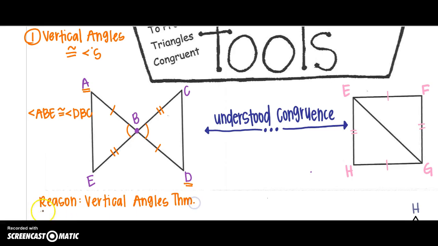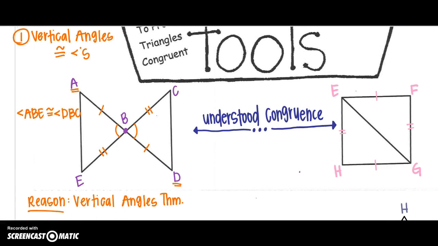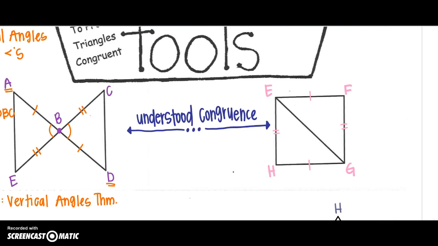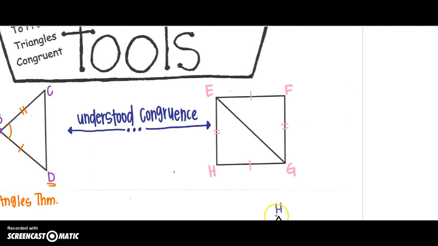All right, so that's one of the things that I continue to stress, that we can always find, or most of the time find, one of these two things in our picture. The second thing that I continue to ask you to find is your reflexive property. And reflexive property is understood that a side will be congruent.